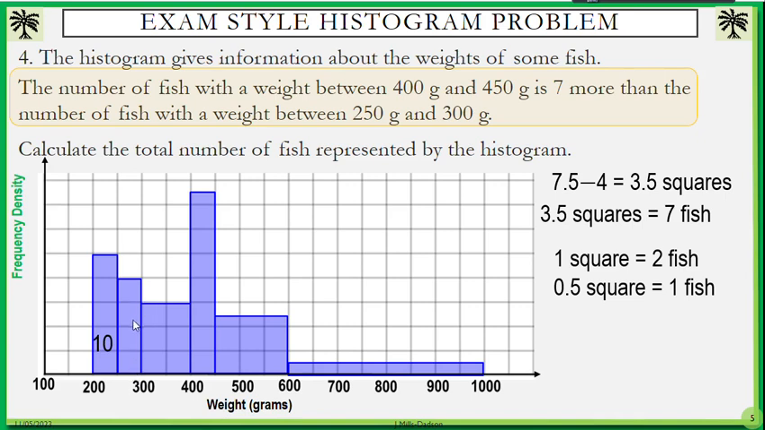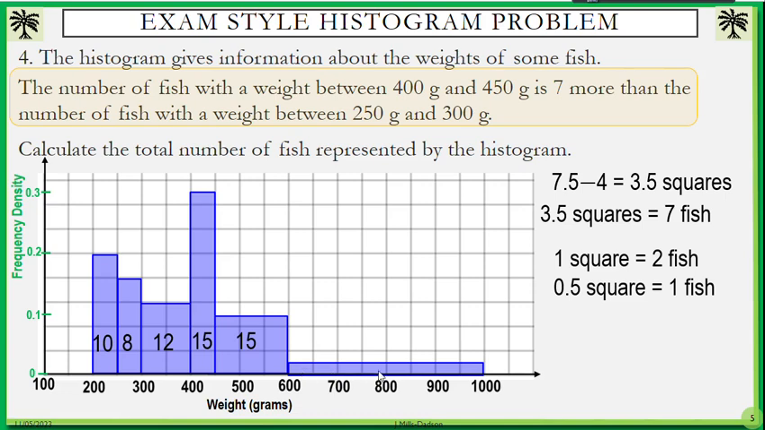That's 4 squares, so that will give us 8. You don't necessarily have to even do the frequency density, but you can if you want to, that's fine. Now we are looking for 6 squares. That will be 12. This is 1, 2, 3, 4, 5, 6, 7, that is 14. The 14 plus half a square, which is 1 fish, that will be 15. So you do that for all of them.